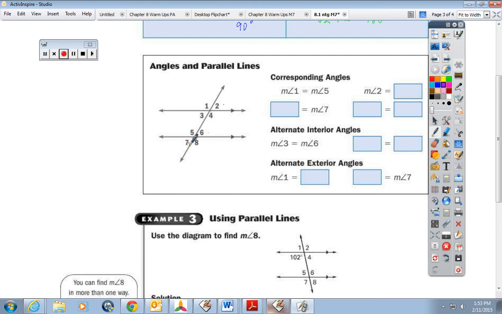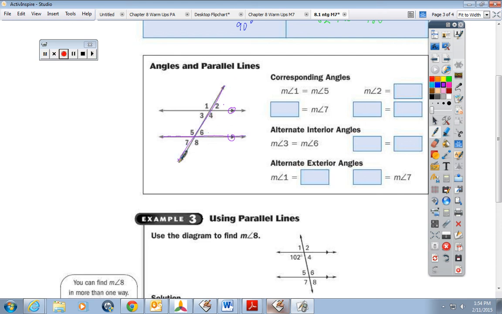Wait, so angle what? So the corresponding angles here, 1 is going to match 5, 2 is going to match 6, 3 is going to match 7, and 4 is going to match 8. So I'll write that up. Why would they? Because this indicates that these are the same. This is a straight angle here, and this is a straight angle here. And those are parallel lines, so they're going to match.